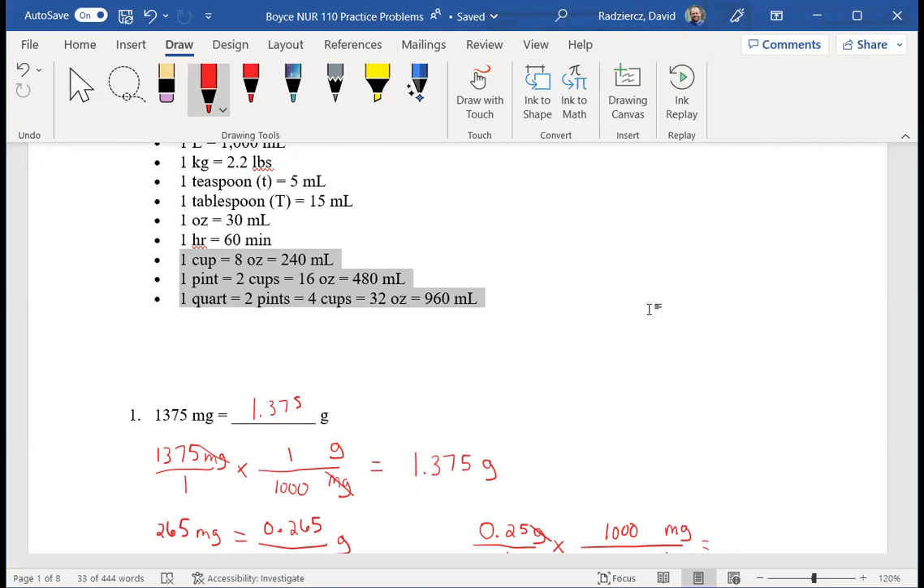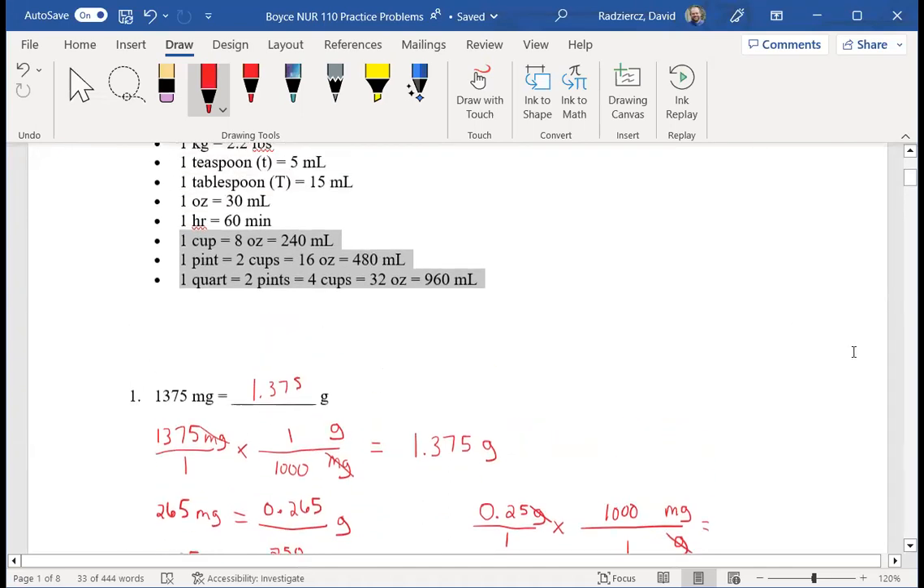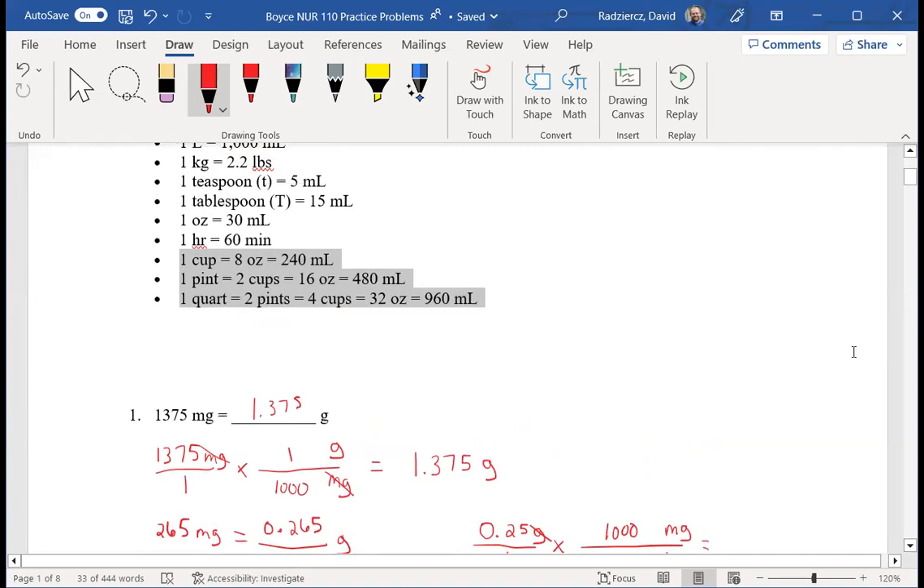So just don't use your coffee cup to correlate with the cups that you need to know about for nursing and our household measurements. Another thing, I have a question. Would there ever be a question that would ask about the gallon as well? Like a gallon conversion to quart or cup or something like that?